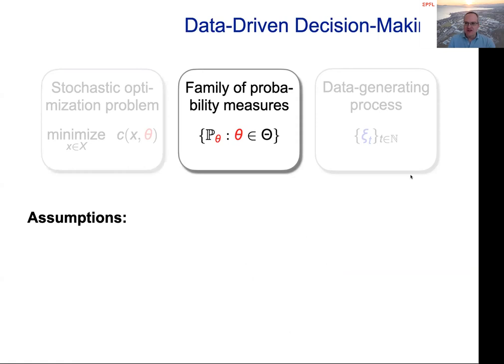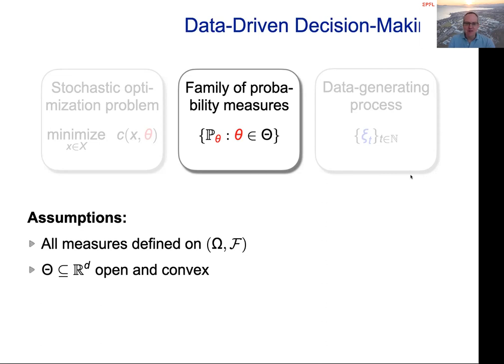Now, the crux of data-driven decision-making is that the probability measure underlying the stochastic optimization problem is not known to us. Throughout this talk, we assume that this probability measure is known, however, to belong to a parametric family. All probability measures P_theta in this family are defined on the same sample space, and they are parameterized by a finite-dimensional parameter theta that ranges over a convex set capital Theta. I'll call this the model space.